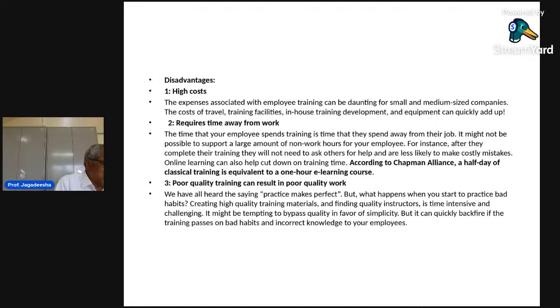The important disadvantage is higher cost. The cost of training will be very high. You can ask why. A small company will not be able to bear it. A small company having only 10 members, the owner, the so-called sole trader, can conduct the training periodically themselves, in which case there will not be any kind of problem.